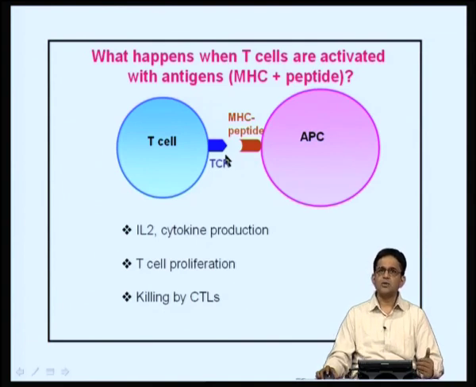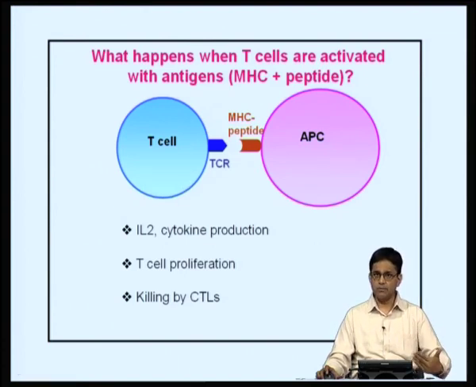Once you have this, the T cell gets activated, it produces IL-2, it produces other cytokines, and IL-2 is important because it allows for growth of these cells. So, you will have this clonal T cell, and you will have more numbers of the same cells. In order for that, you need growth factors, and IL-2 is a T cell autocrine growth factor.